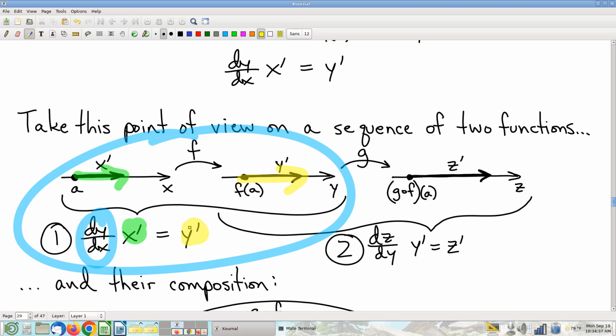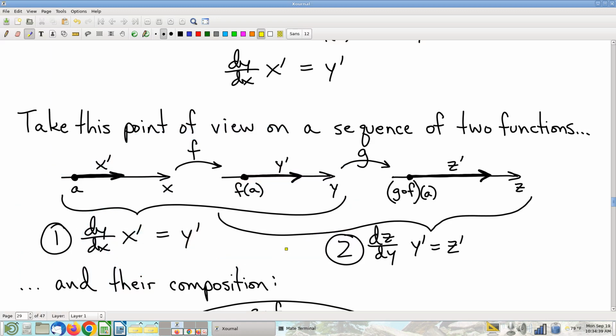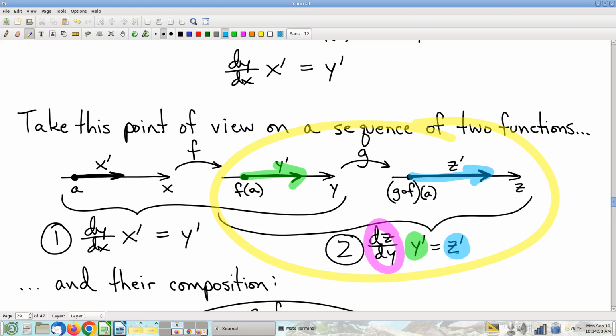And now, of course, we can do the same thing for this function. And, well, we have a derivative of g, dz dy, and that's a relationship between input change and output change, aka input velocity and output velocity. Again, the exact same, it's just single variable, just what I had above. Okay.